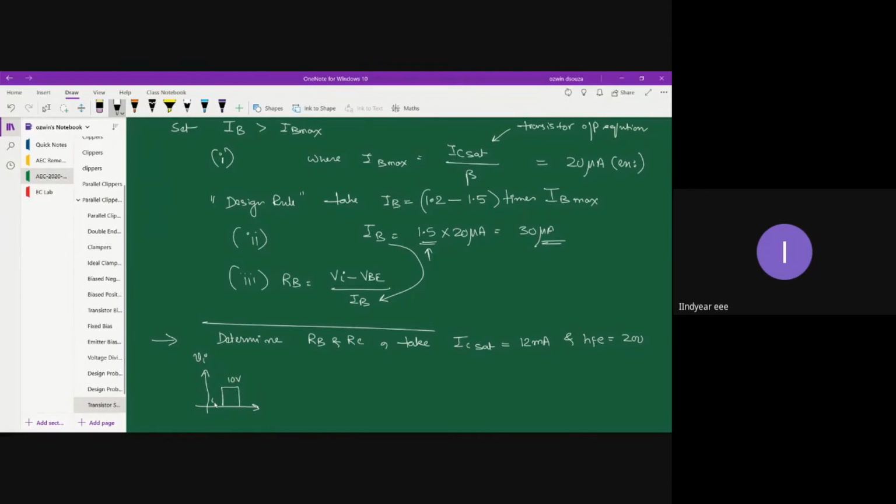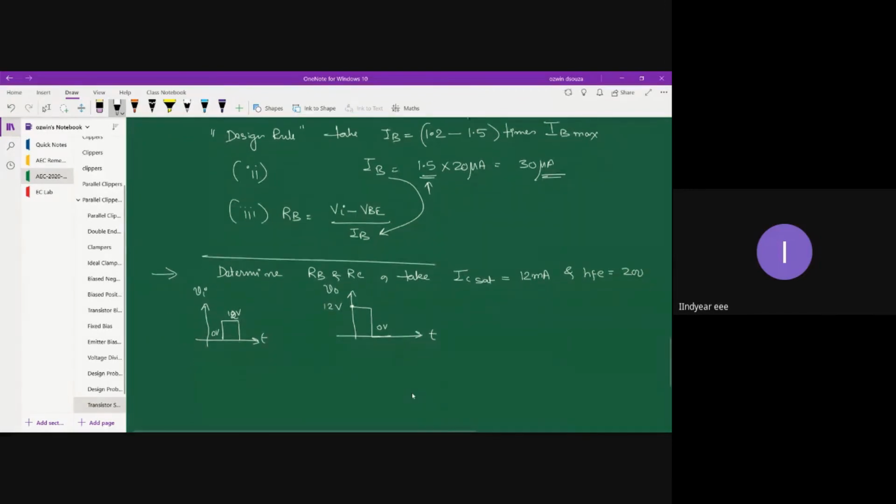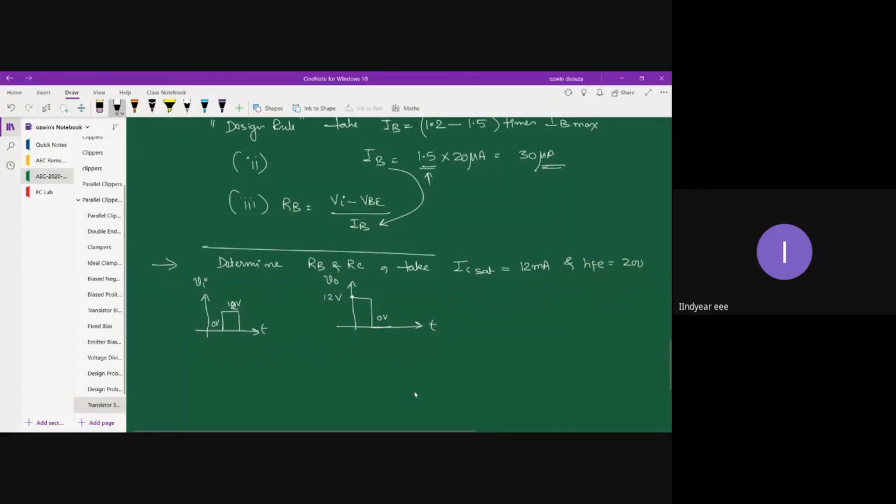This is 0 volt. This is your input signal. And the output signal is given something like this. This is your output wave. Sorry, this is 12 volts. So the output is given something like this. This is 12 volt and this is 0 volt. Input and output. So you need to design the transistor switching.